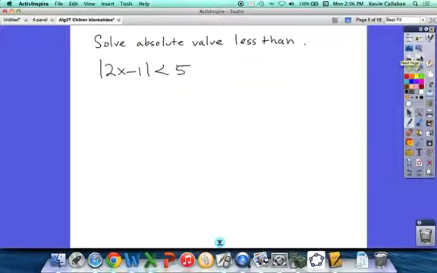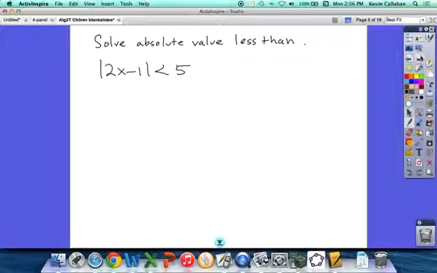Okay, there will be an absolute value less than, right? Not a greater than, right? Not a greater than, just a less than. Right? So first step, as always, isolate. If it's already isolated, then you got to break it down so that there's no absolute value symbols. Do you remember what you do for an absolute value less than?